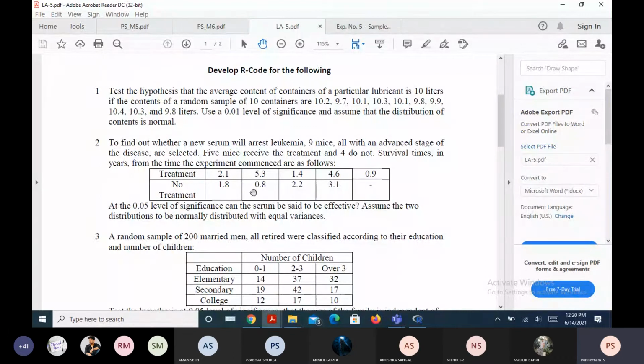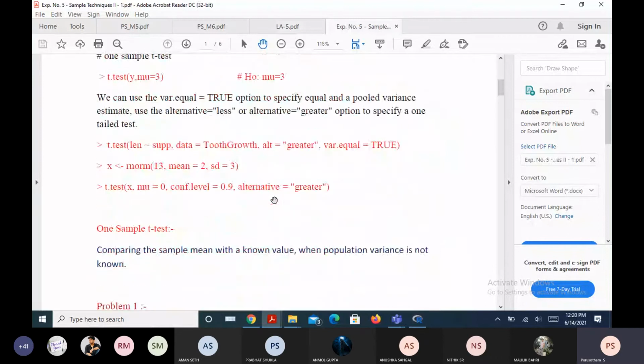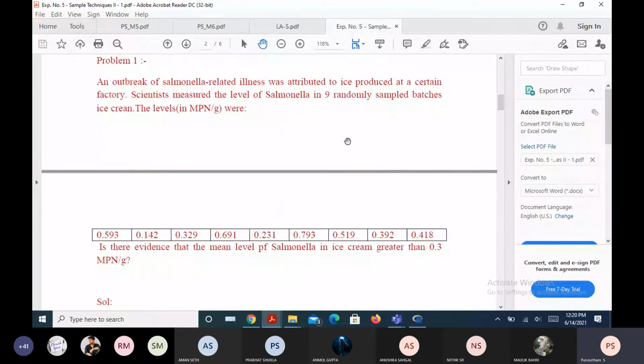Now, can you look at the question here? Someone can read the question. An outbreak of Salmonella related illness was attributed to ice cream produced at a certain factory. Scientists measured the level of Salmonella in 9 randomly sampled batches of ice cream. The levels in mpn per gram were recorded and tabulated as below. Is there evidence that the mean level of Salmonella in ice cream is greater than 0.3 or not?